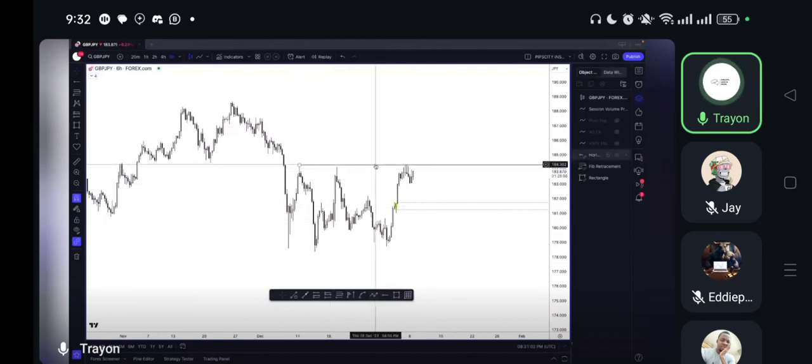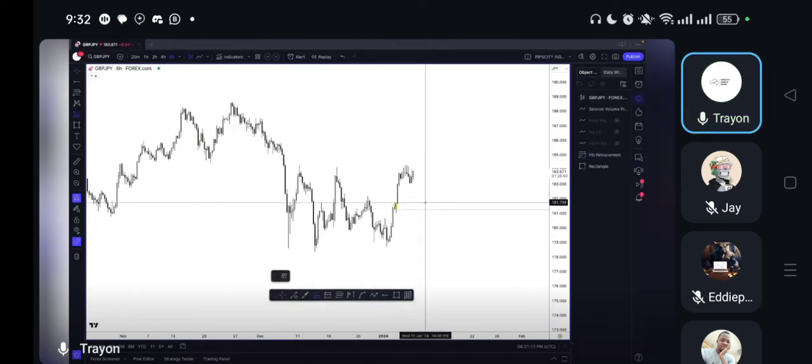So there's liquidity here. Right. So I do want to buy. That's 1 to 5.